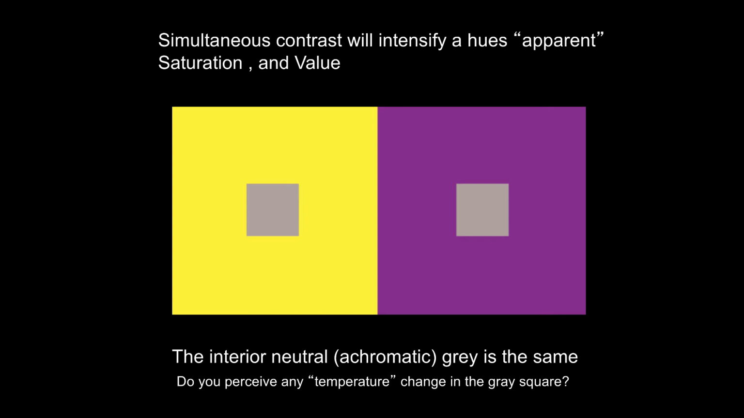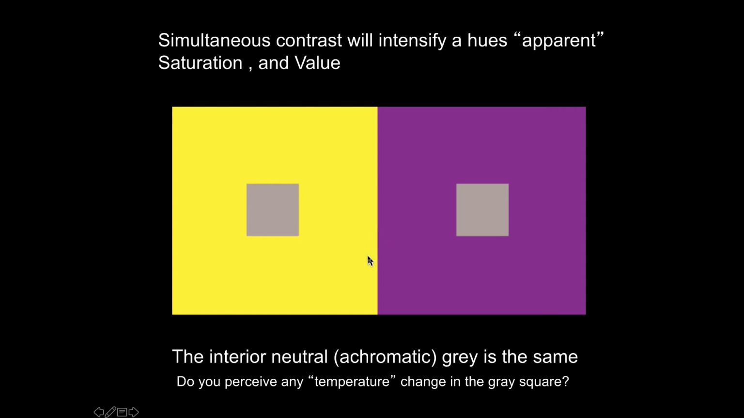So one of the things we want to talk about is this idea of simultaneous contrast and saturation and value. If we take a neutral gray and place it on complementary grounds, you're going to see that the grays are going to change both in value and in saturation. Now, I can tell that this gray was not made from black and white. It was actually made by mixing the complements together, violet and yellow.